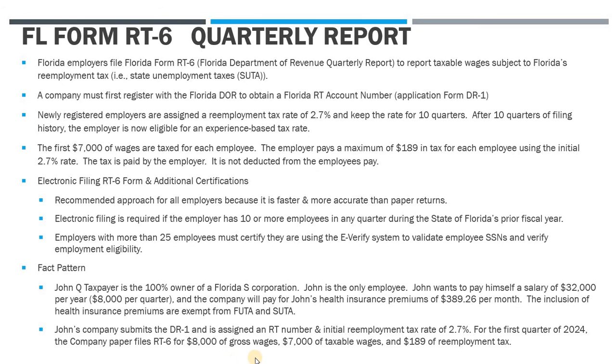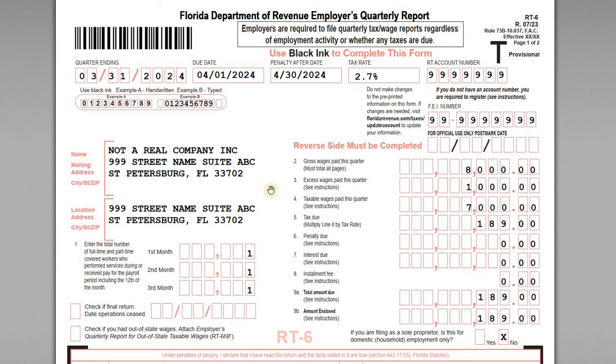Now, for the first quarter of 2024, the company paper files this form. It reports $8,000 of gross wages, $7,000 of which is taxable, right? Because remember, you can't be taxed more than $7,000 on each employee, and so he's going to owe $189 of reemployment tax.